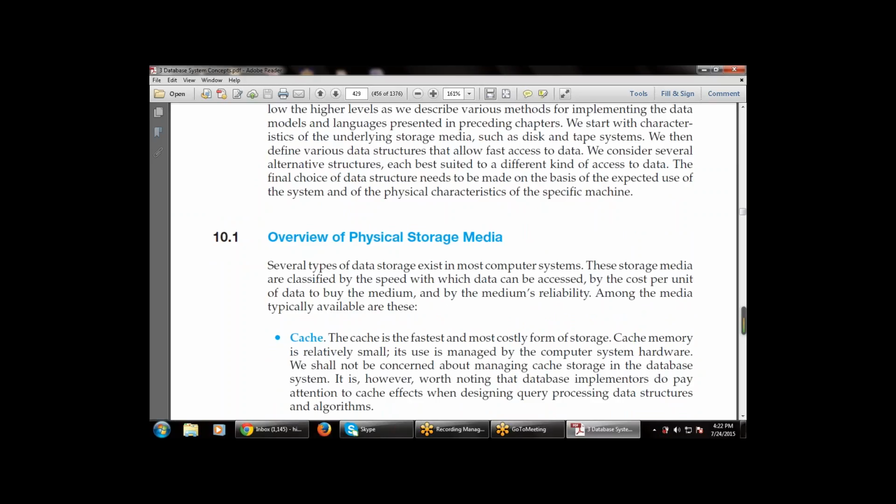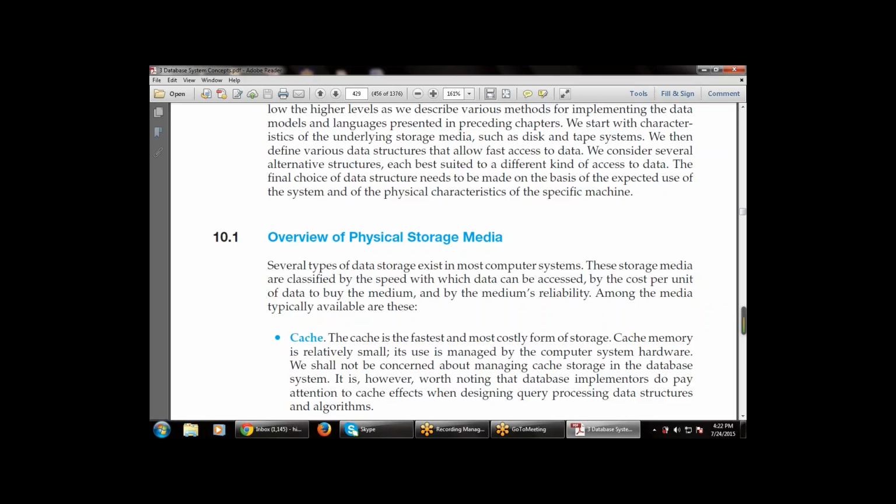Then we covered the overview of the physical storage media, that is how to store the data and what physical storage media are available. Several types of data storage exist in most computer systems. These storage media are classified by the speed with which the data can be accessed, by the cost per unit of data, and by the medium's capabilities or reliability.